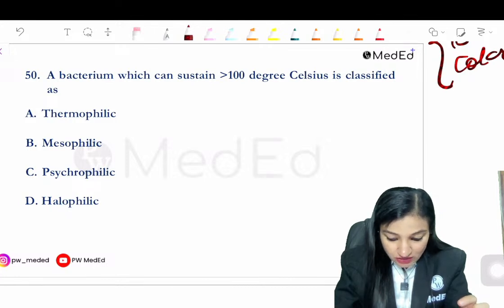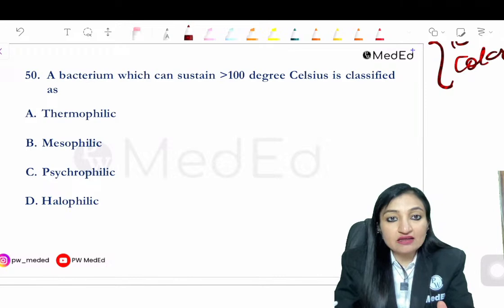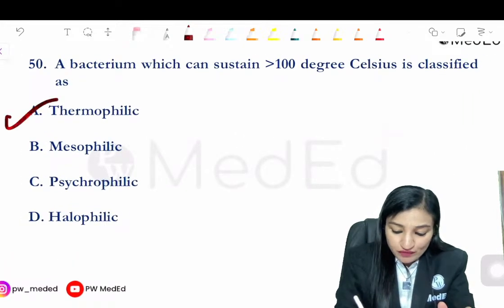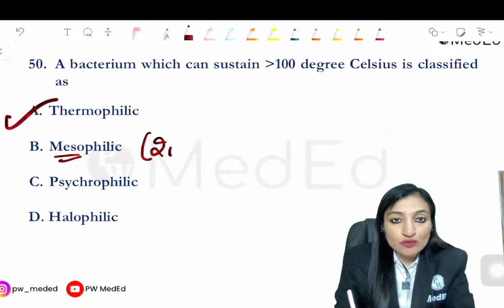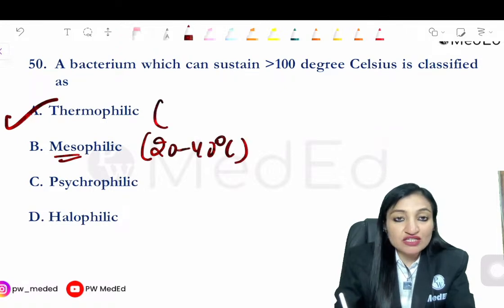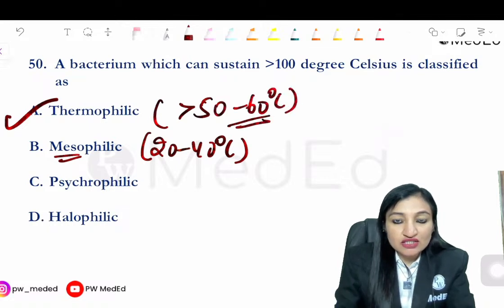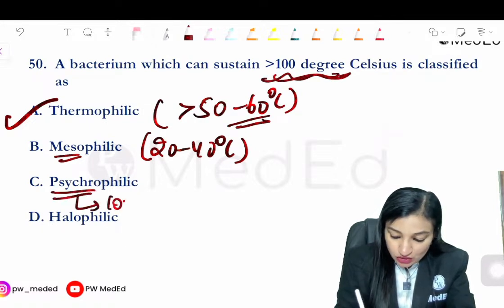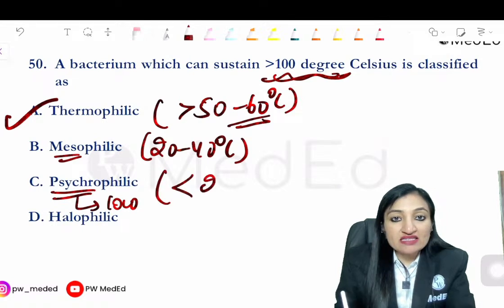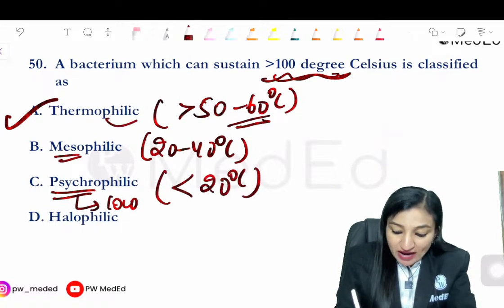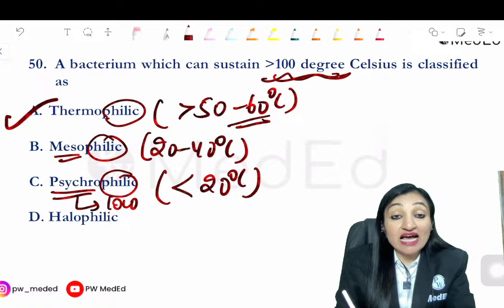Okay, next question. A bacterium which can sustain more than 100 degrees Celsius is classified as thermophilic, mesophilic, psychrophilic, or halophilic. It is thermophilic. Mesophilics are those which grow at 20 to 40 degrees Celsius. Thermophiles by definition are the ones which grow at more than 50 to 60 degrees Celsius. So the answer is thermophile only. Psychro means low. These organisms grow at less than 20 degrees Celsius. Phile means to love or to have affinity or attachment for.